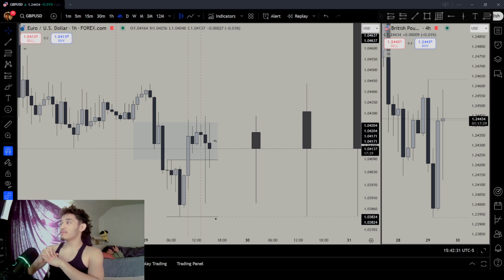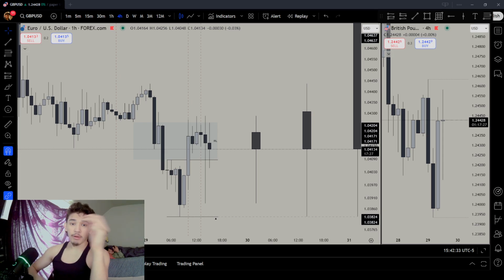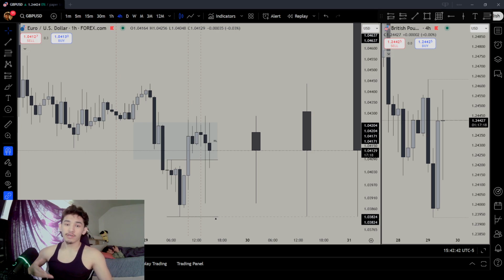There's a lot of ways to avoid low probability conditions. I literally have a note down here that I'm reading out for you guys because there's too much information. The first one is when the market prints three consecutive bullish or bearish candles on a daily time frame, then you would want to avoid the London session, right?